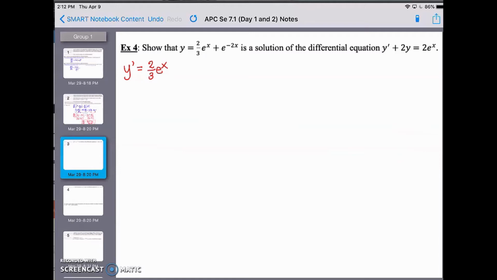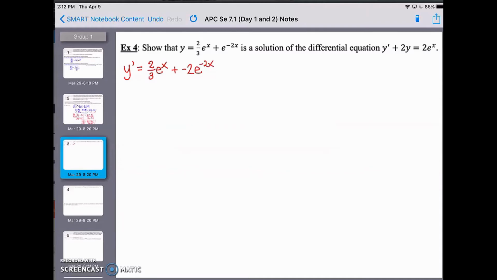The derivative of my second term is going to require chain rule because in my exponent I do have a -2 times x. So the derivative of e to the u is e to the u times the derivative of u, so times the derivative of -2x is going to be times that -2. So then this is going to be plus -2e to the -2x. And again, that's just chain rule.